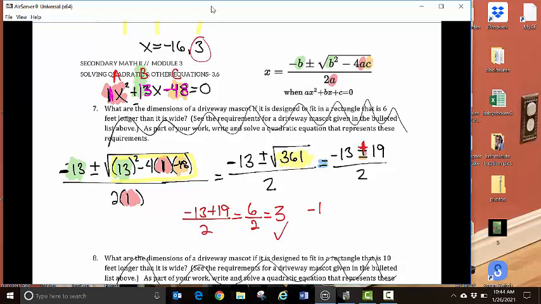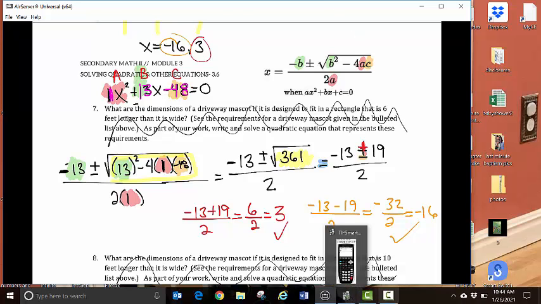And now we're going to do the minus. Negative 13 minus 19 divided by 2. And you would get negative 32 over 2, which is negative 16. Check. That's our other answer. Okay? So what's so nice about this is you just put it in the formula and you're done. You don't have to complete the square. You don't have to factor. You don't have to graph. You just have your answer.